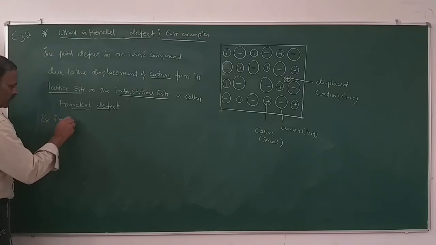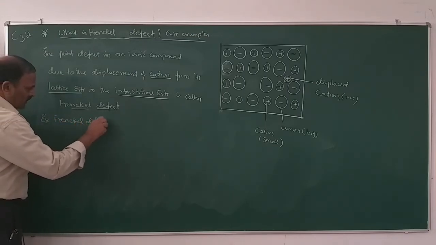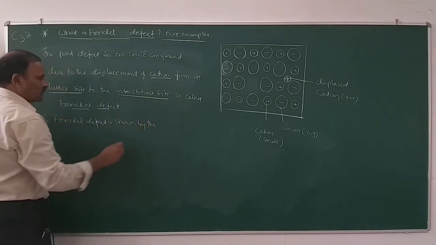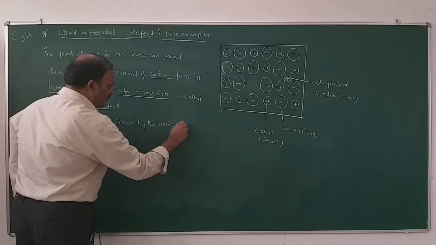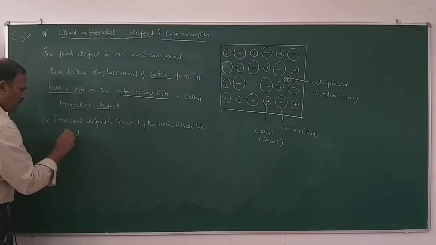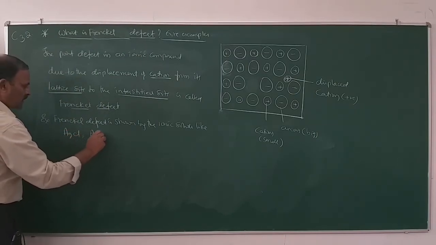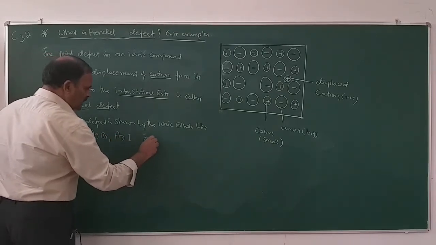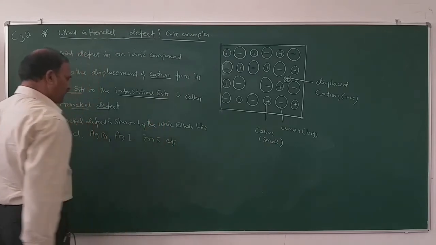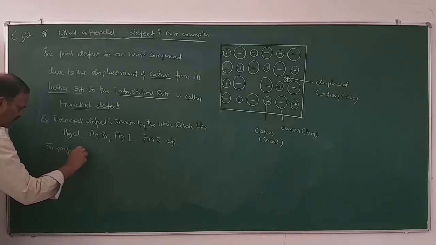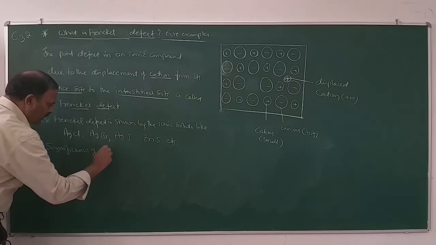Example: Frenkel defect is shown by ionic solids like AgCl, silver chloride, silver bromide, silver iodide, and zinc sulfide, etc. Then coming to the significance of Frenkel defect.